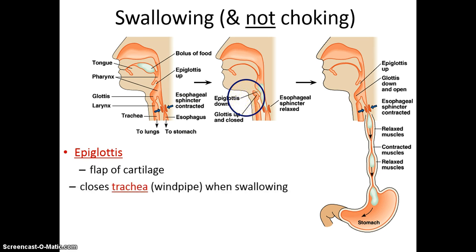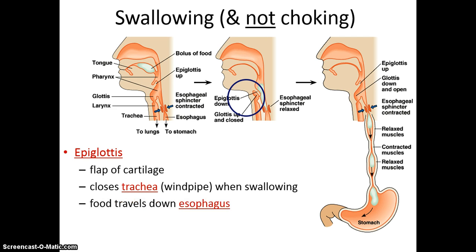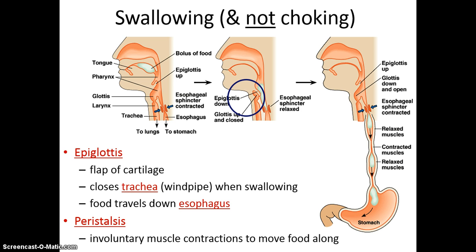So it's just a flap of cartilage. And if you put your hand on your throat and you swallow, you can actually feel it. So try that. Put your hand on your throat, like by where your Adam's apple would be, and just swallow. That's your epiglottis. And then that action, that rhythmic kind of contraction, is something called peristalsis. This is an involuntary muscle contraction that helps move food through your digestive system.